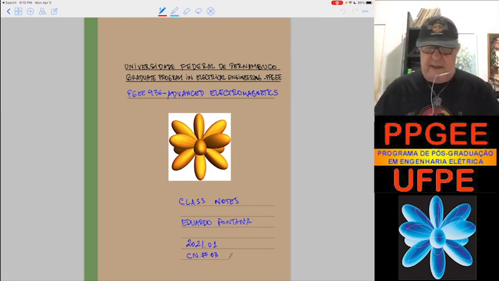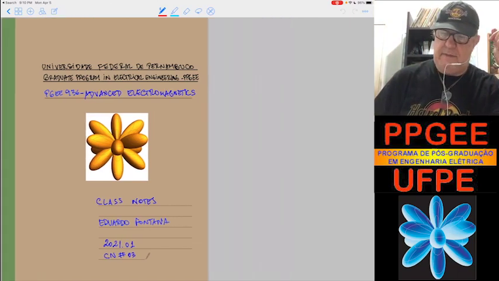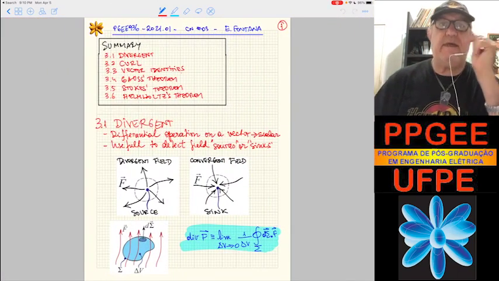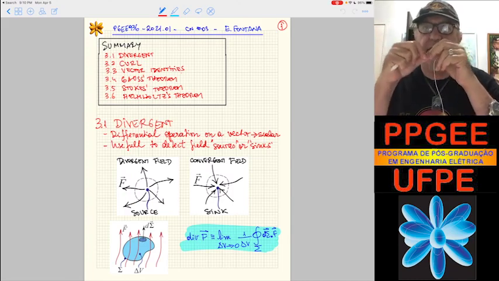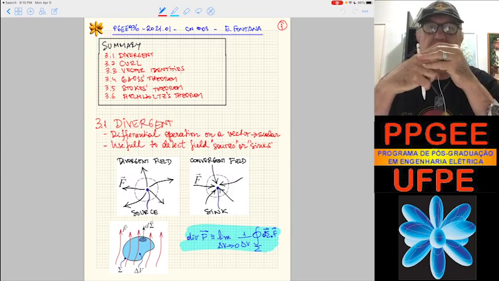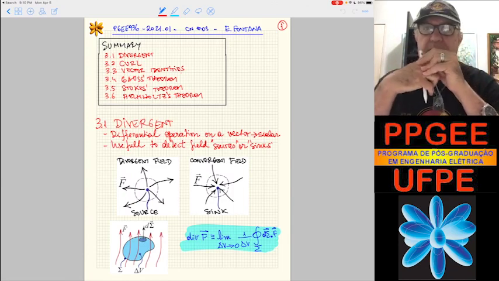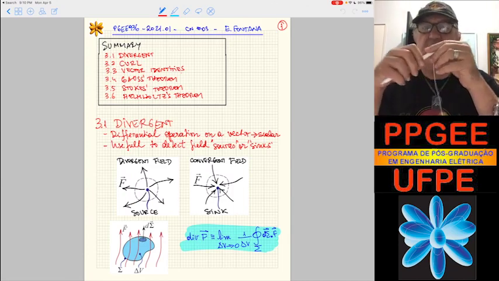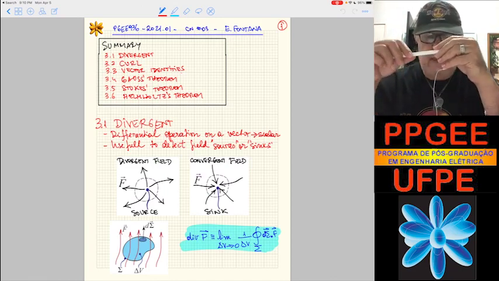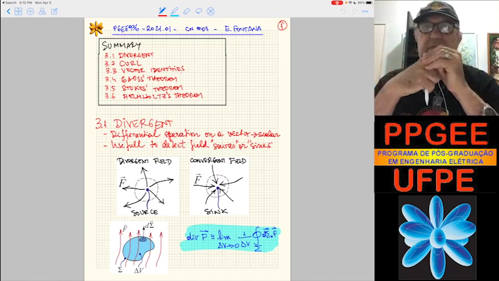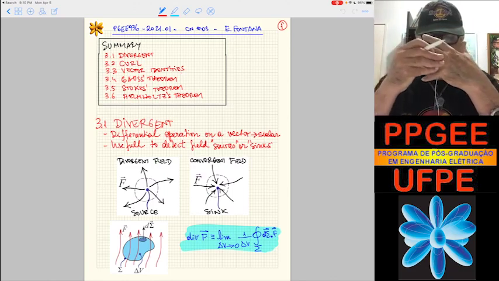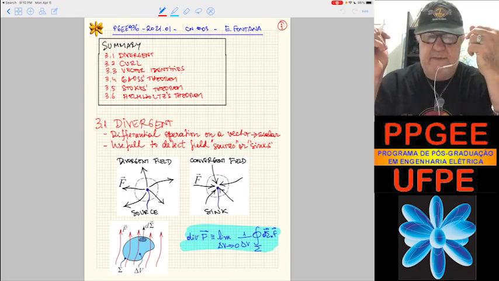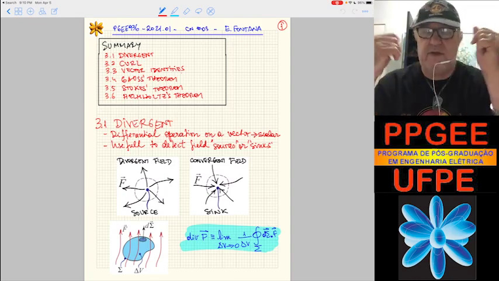Let's start lecture number 3. Today we are going to talk about two additional differential operations, in which the nabla operator is also present. These are important operations because they appear in Maxwell's equations, and they are operations on vectors.